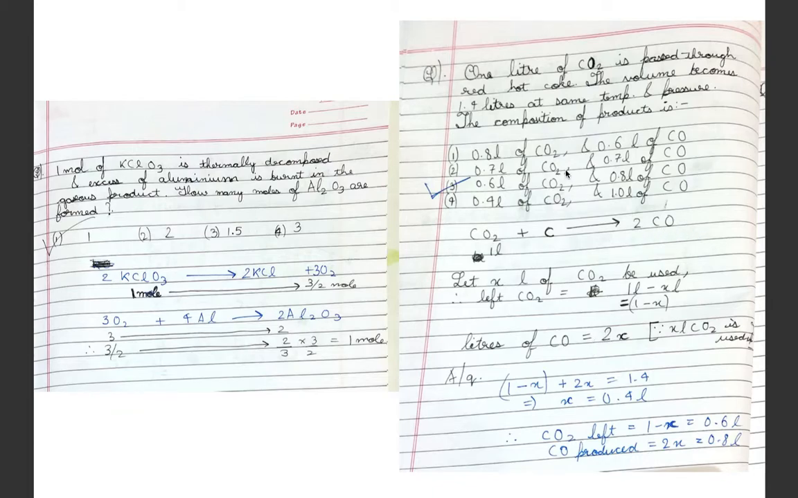Now according to the question, the whole residue left after the reaction amounts to 1.4 liters, that is 1 minus x, that is the left CO2, and then the CO that was formed by the x liter of CO2 which was used up. The sum equals 1.4, so you get x equals 0.4. Now CO2 left was 1 minus x as said, so 0.6, and then CO produced was 2x, so option number 3.